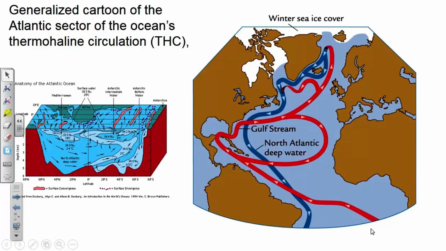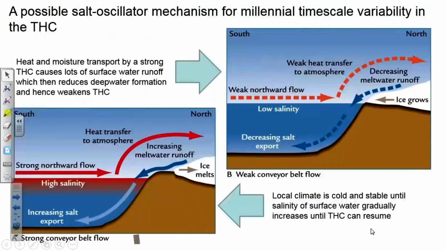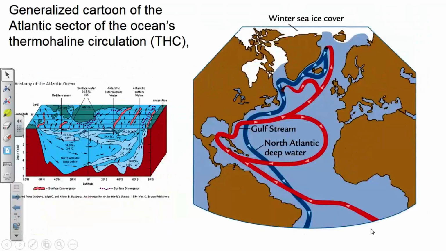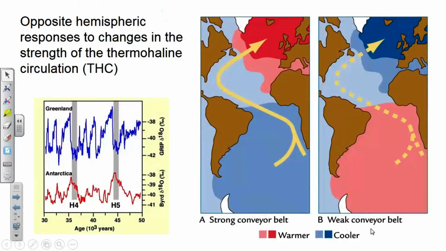If we were to turn that off, if we were to suddenly stop the formation of that deep water, then this region would get a lot colder. So this is the idea. What's causing these switches in temperature? If this flow of water is strong, then we'll have it warm in the northern hemisphere. We're transporting heat up there, and that heat's got to come from somewhere. It's coming from the southern hemisphere. So when it's warm up here, it'll be cold down here.